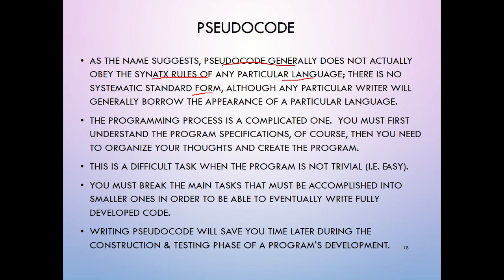The programming process is a complicated one. You must first understand what the problem is and what the program specification is. Then you need to organize your thoughts and create the algorithm. First, you should understand the problem and its specification. This is a difficult task when the algorithm is not trivial, that means not easy. You must break the main task into smaller ones in order to eventually write the full code. So writing pseudocode will save you time later during the construction and testing phase of your program or source code. So pseudocode is important.